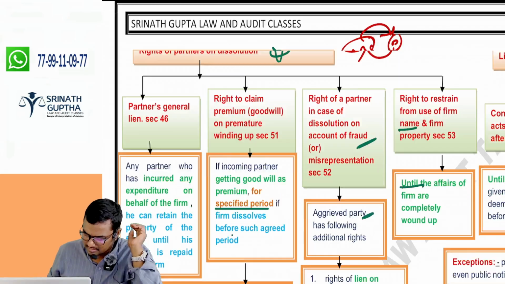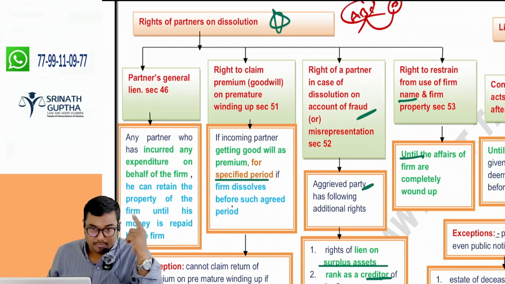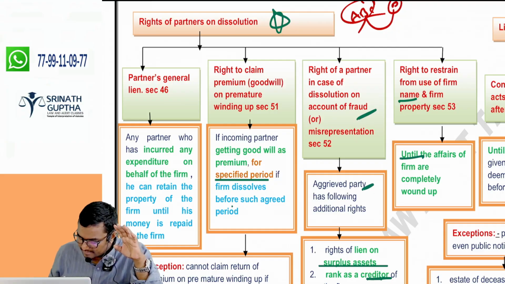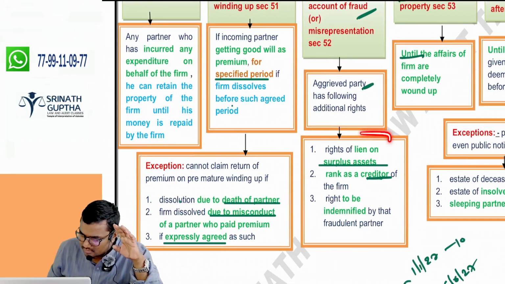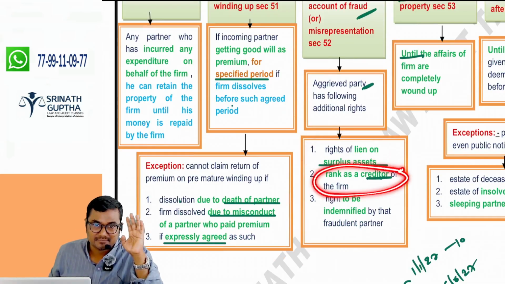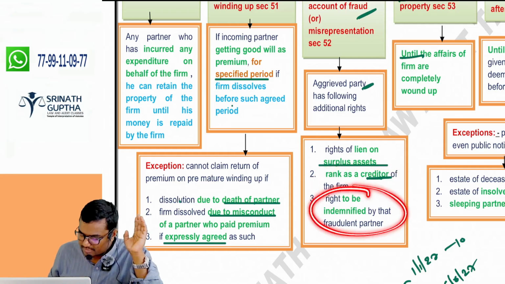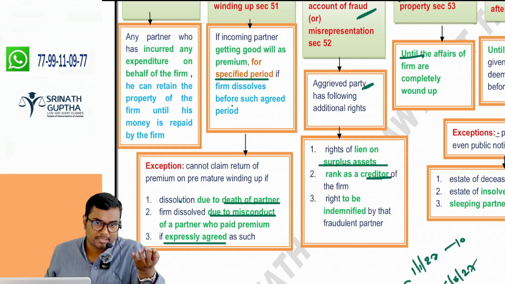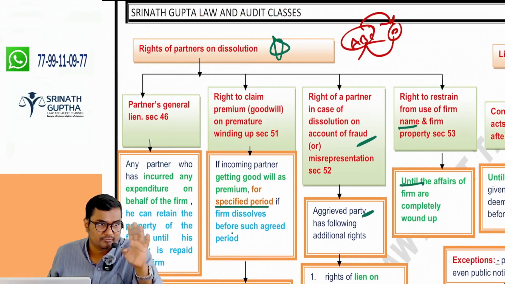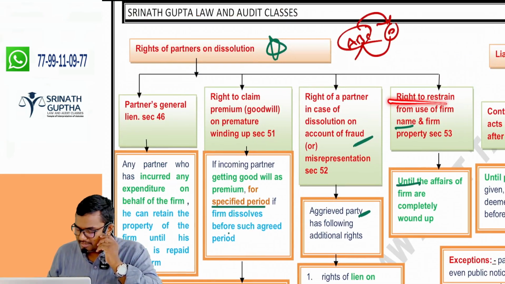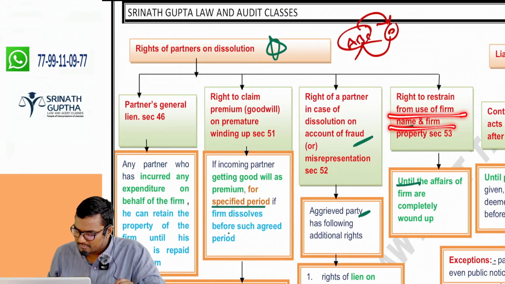So the aggrieved party can approach a court of law for dissolution of the firm. The aggrieved party has the following rights. He can exercise the lien on the assets for that 4 lakhs and be treated as a creditor, and he has the right to be indemnified for that 4 lakhs, because they have to repay D since they committed fraud on D for 4 lakhs. Last one, the right to restrict use of the firm name and firm property.